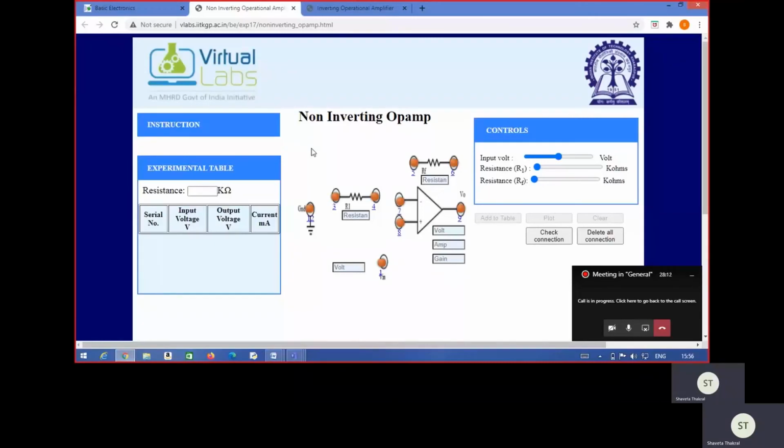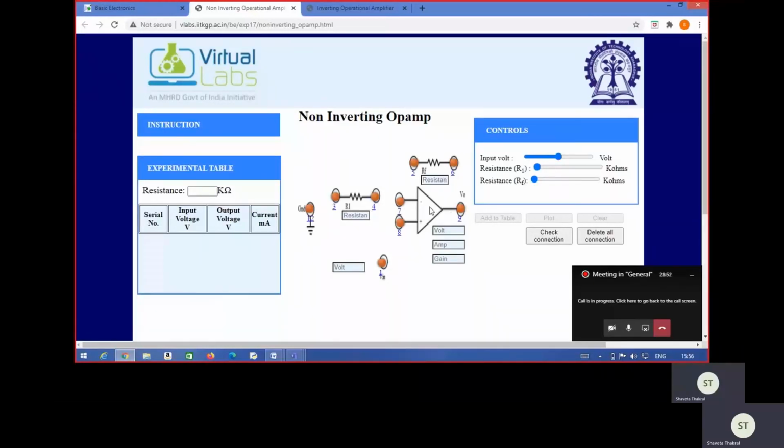So first of all we need to see the circuit and the connections. So this is the operational amplifier, and if we perform this experiment physically in the lab, we are going to use IC number 741, having two input terminals and one output terminal. The two input terminals are designated with minus and plus sign. Minus is called the inverting input terminal and plus is called the non-inverting input terminal. And this is the output terminal of the operational amplifier.